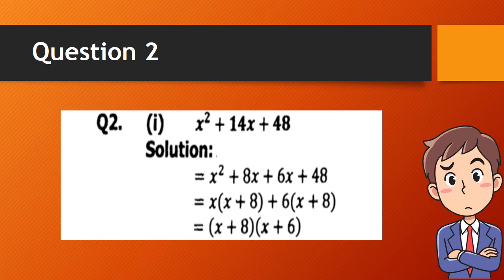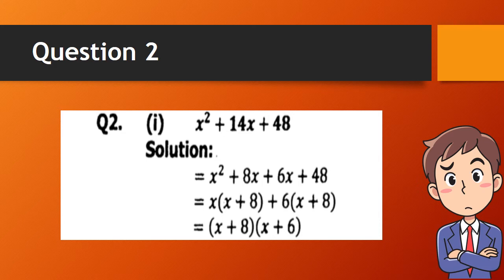Now in question number 2 we have x square plus 14x plus 48. Now in the middle we have 14x, and in the last we have 48, which is not a perfect square. So now you will apply the second method, that is midterm method. In question number 1 we have applied completing square method. Now in this question we will be applying midterm method. So how can we apply midterm method?